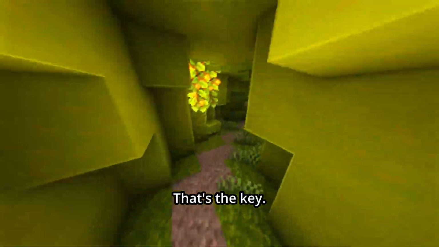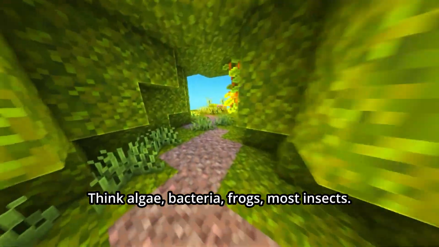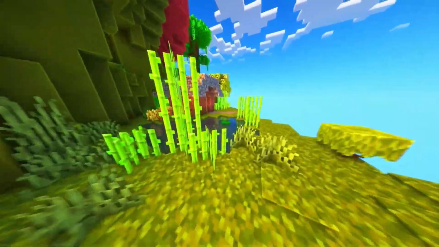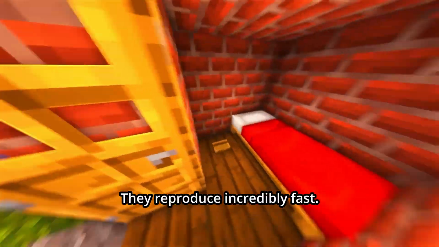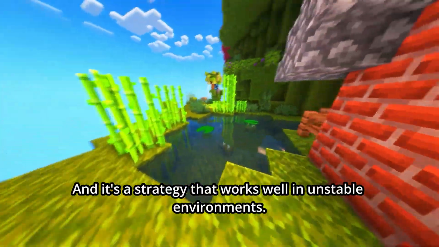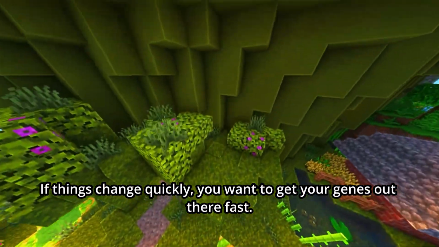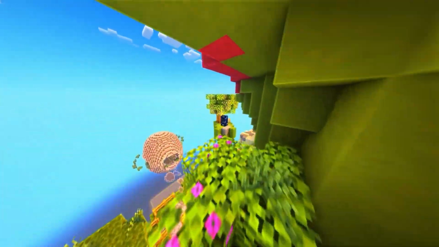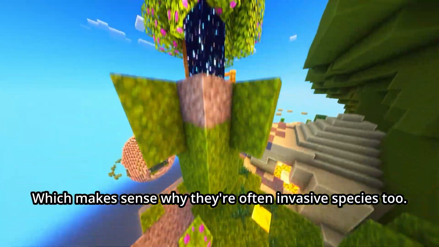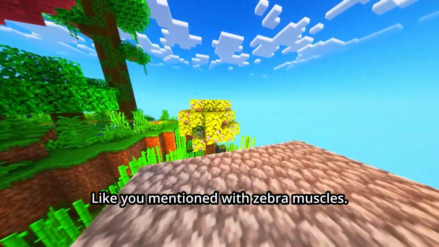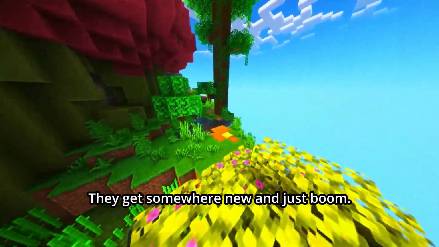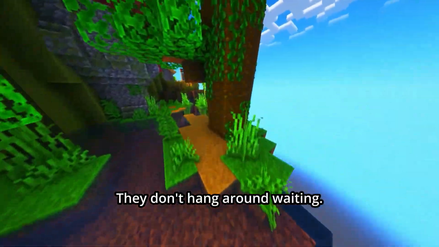Right, that's the key. Think algae, bacteria, frogs, most insects. Rats are a classic example. They reproduce incredibly fast. And it's a strategy that works well in unstable environments. If things change quickly, you want to get your genes out there fast. Which makes sense why they're often invasive species too, like you mentioned with zebra mussels. They get somewhere new and just boom. Right, short generation times. They don't hang around waiting.